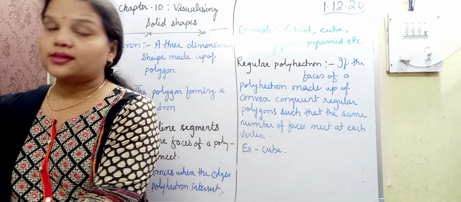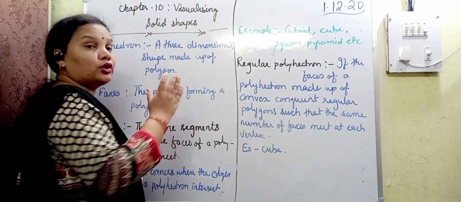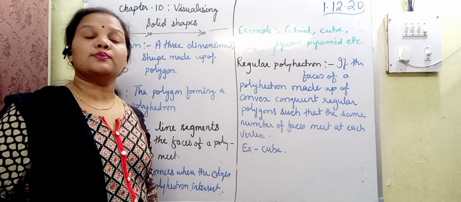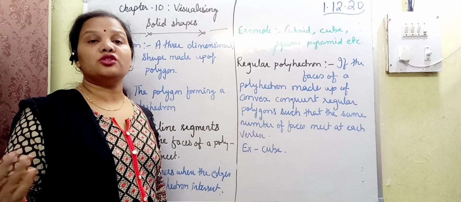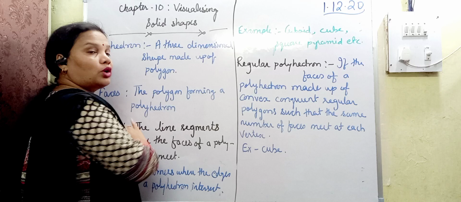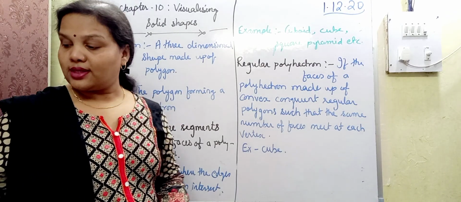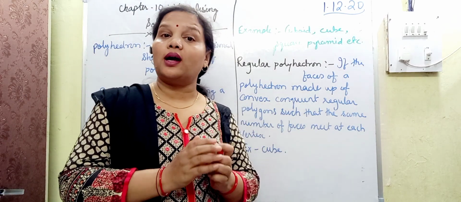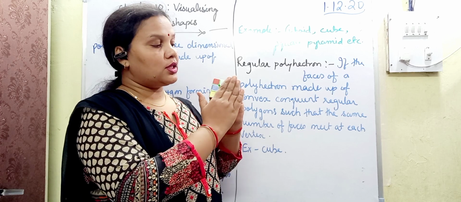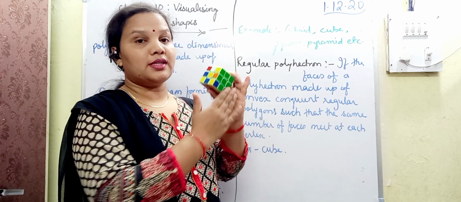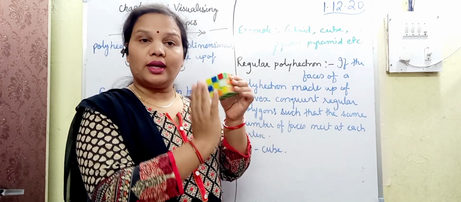Okay, now there are some more points which need to be understood. We are going to use these points for understanding polyhedrons, where we are talking about different solid shapes. So first is faces, the polygons forming a polyhedron. You can see that this is a polyhedron, and this front side of it, these plane surfaces, are known as faces, right? These plane surfaces are known as its faces.